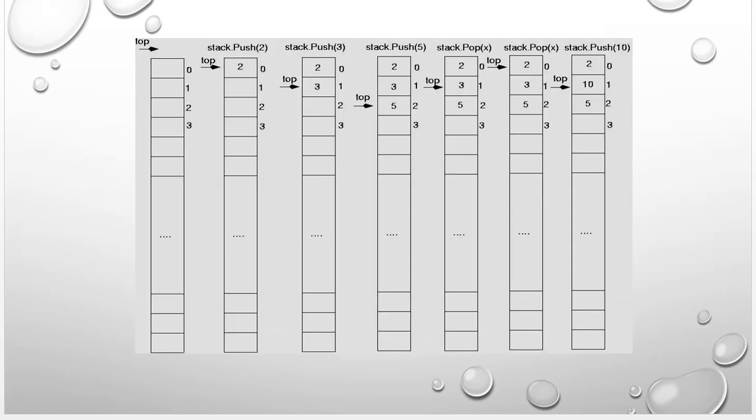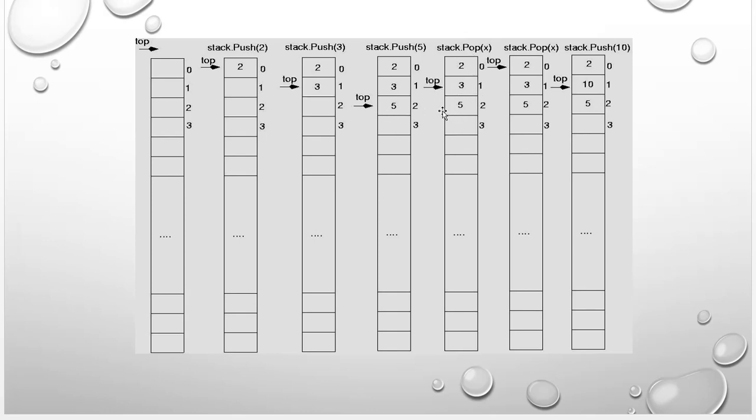So this is an example of how a stack works. Initially we've got nothing in our stack. Then we push 2, that means we add 2. So 2 is now at the top of the stack. Then we push 3 into the stack. Now 3 is at the top and 2 is below 3. Then we also push 5, which means 5 is now at the top and 3 and 2 are below 5. Then when you pop X, it doesn't matter what X is. X could be any value as long as it is the topmost value. And the topmost value here is 5.